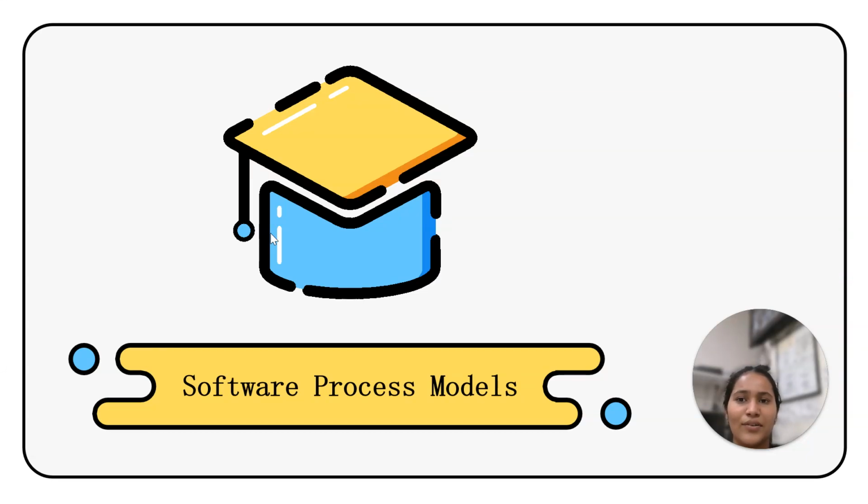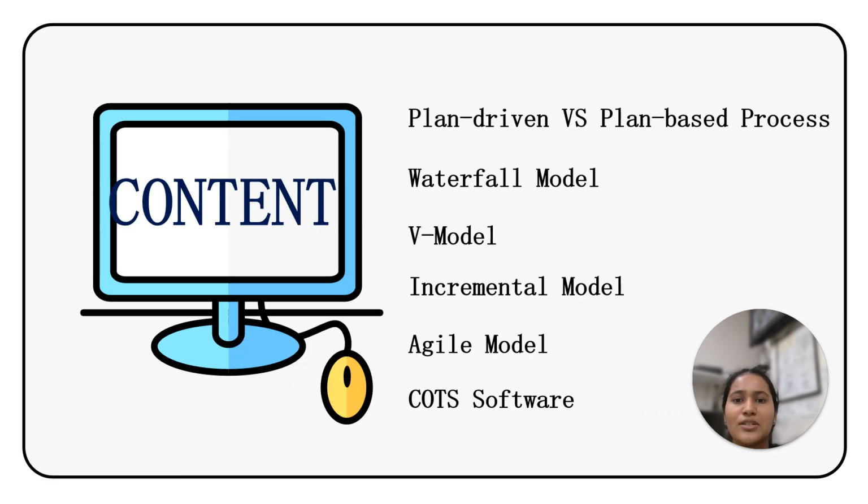Hello everyone, welcome back. In part 2 of our software process series, we are diving into different software process models like Waterfall, Agile, Incremental, and more. We will break down how each model works, their strengths, and when to use them.